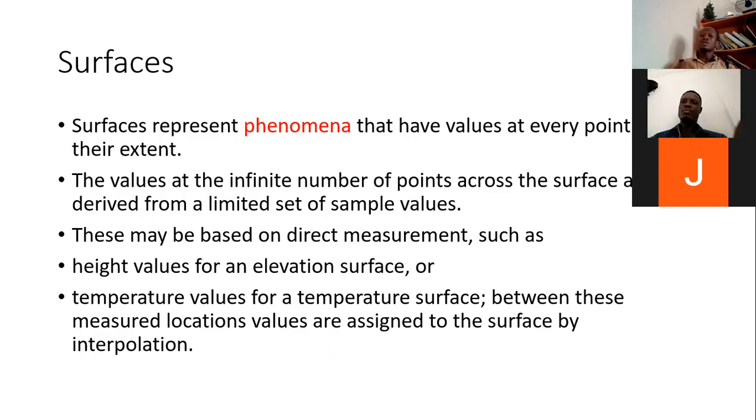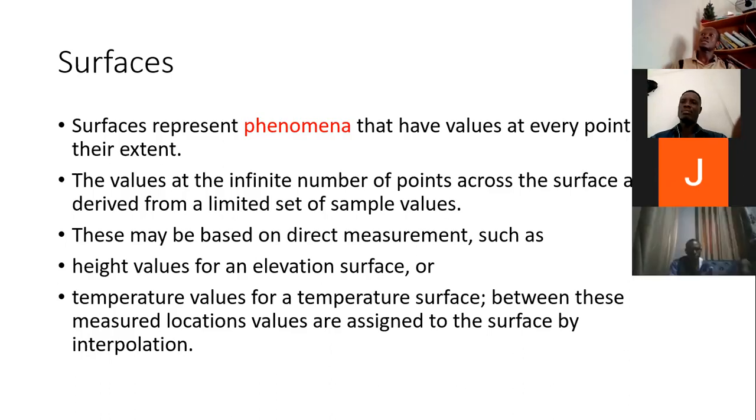A surface is a phenomenon that has values at every point across the system. It's just like the raster model. Realize in the raster model, we were capturing values to represent something that we found at that place, at that coordinate. Is that okay? So with a surface, every point across it has a value, and that value can be anything. The values are an infinite number. And so what that means is that when I give you a surface, at every point, there's some value, but we need to just figure out what it is. That's all. Are you okay?